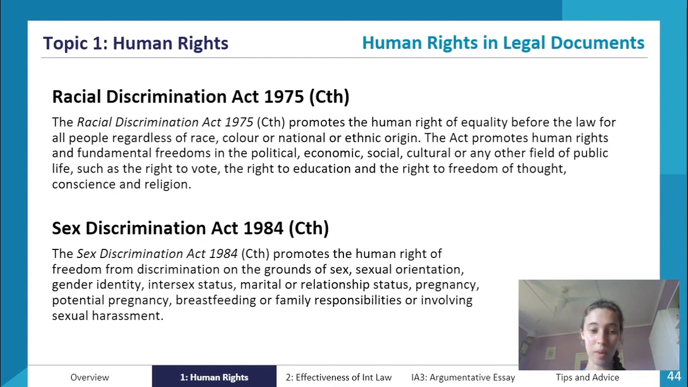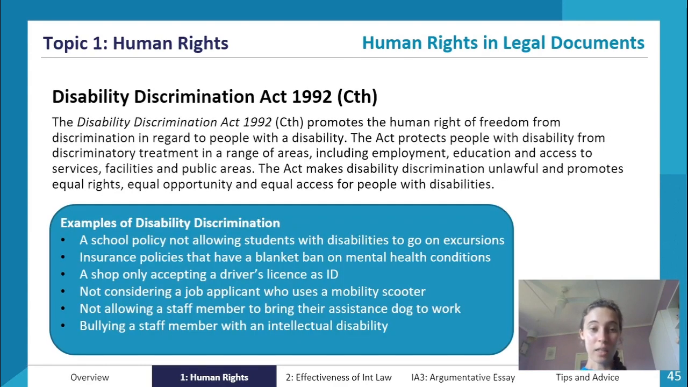So all of those different aspects come under that act. The Disability Discrimination Act, and we do have some examples for this one as well. So freedom from discrimination in regard to having a disability. So it's protecting people in a range of areas. So employment, education, access to services, facilities, and public areas. So it's making that unlawful. Discrimination in those areas is unlawful. And it's promoting equal rights, equal opportunity, and equal access.